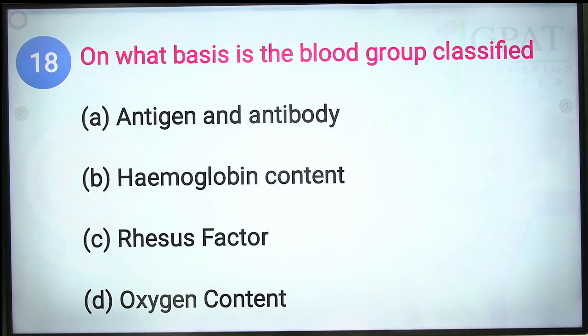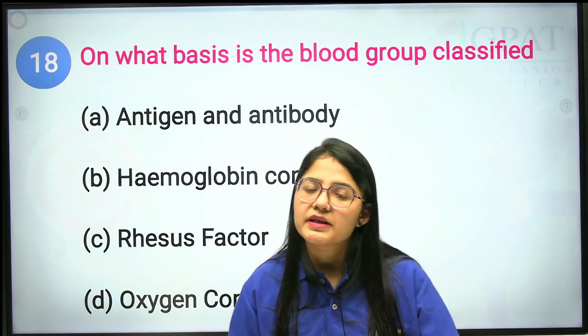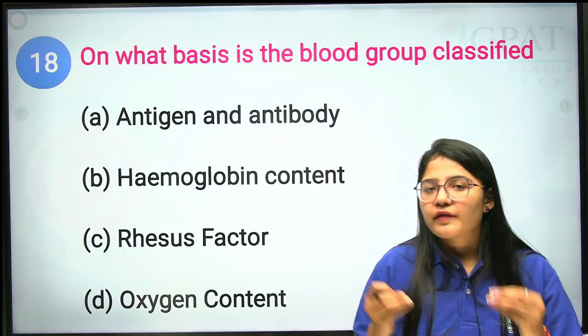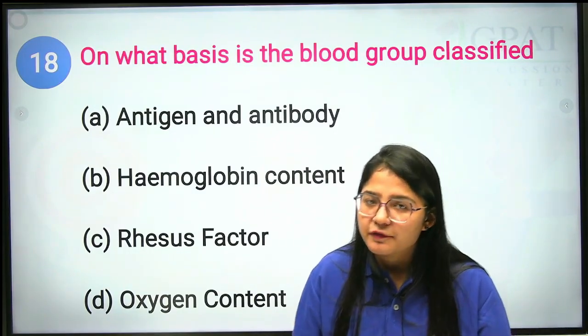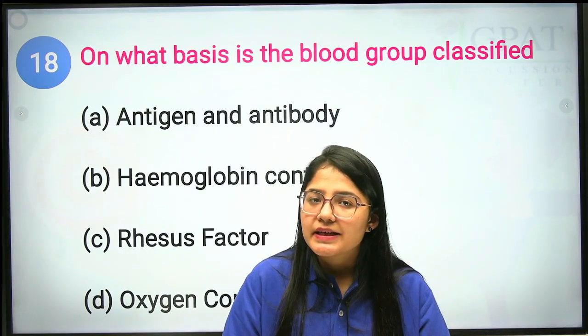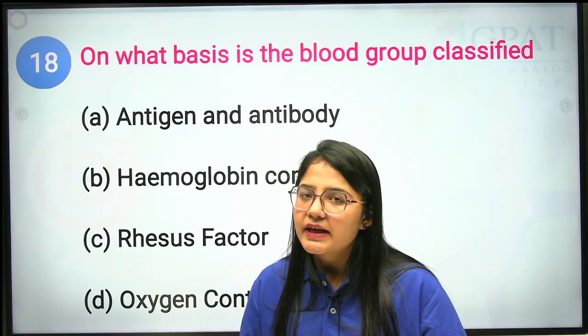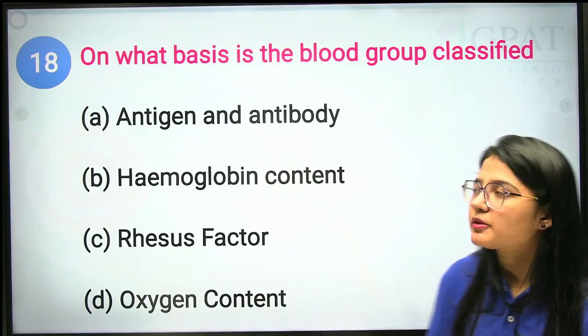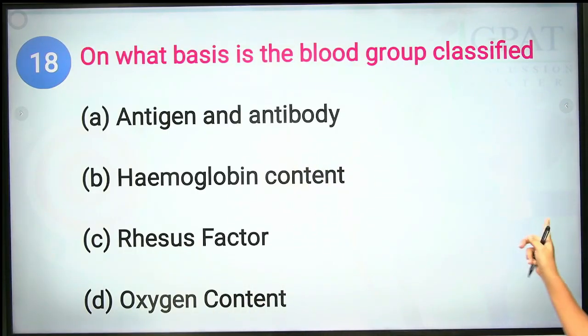On what basis is the blood group classified? So as I informed earlier, on the basis of the presence of antigen on your RBC surface, and also your antigen produces antibody against them. They both are responsible for the classification of your blood group. So the correct answer will be antigen and antibody.